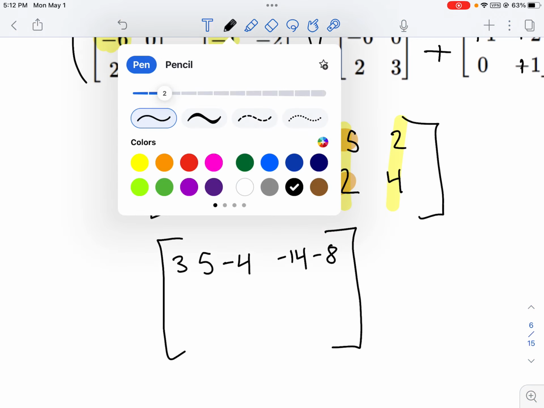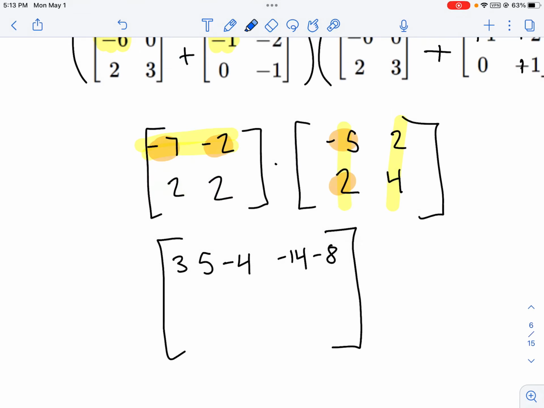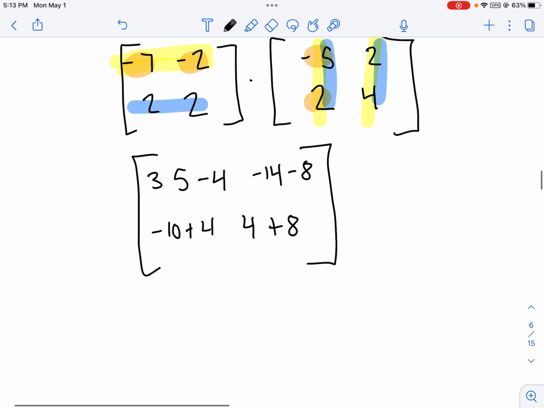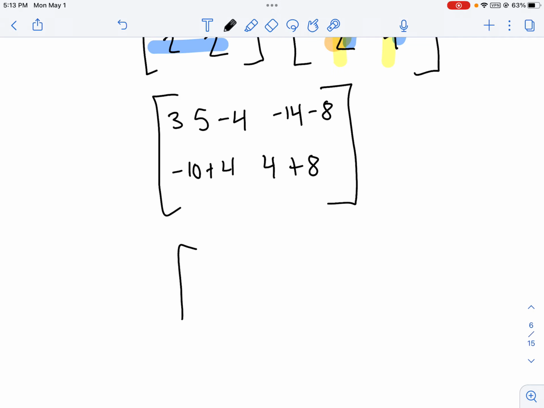Okay, and then keep going through that exact same process again. So second row, first column. So that'll be -10 plus 4. Go to the next column. That'll be 4 plus 8. And then simplify that down one more time. 35 minus 4, 31. -10 plus 4, -6. -14 minus 8, -22. 4 plus 8, 12.